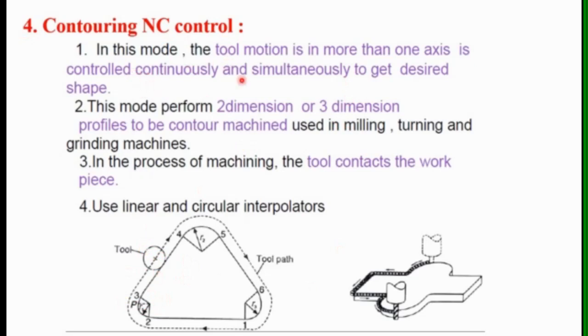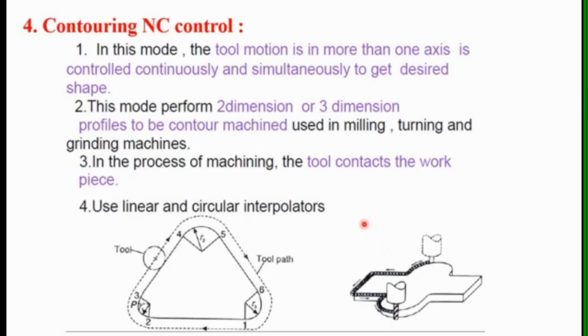Okay, and in this mode the tool motion in more than one axis is controlled continuously and simultaneously to get the desired shape. In order to get this required shape of the object, as we can see here, we can perform contouring NC control. This mode performs two-dimensional as well as three-dimensional profiles. Here we can see along the X axis, the Y axis, and the Z axis also. It performs 2D and 3D profiles to be controlled on machines.